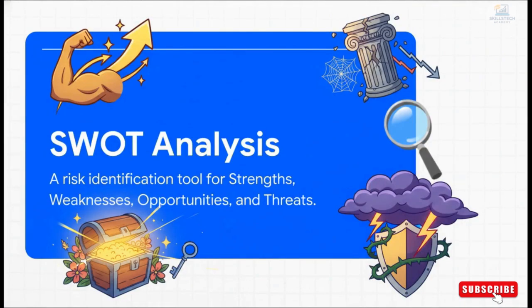So, what does SWOT actually stand for? It's pretty straightforward: strengths, weaknesses, opportunities, and threats. Honestly, it's one of the most popular risk identification tools out there, used by teams and entire companies to get a really quick, but also really comprehensive look at what they're up against.